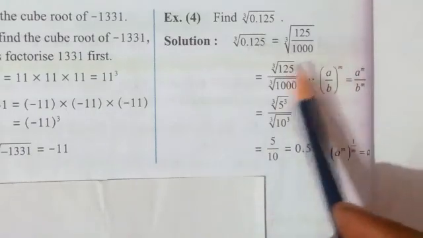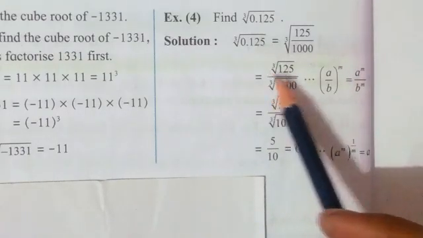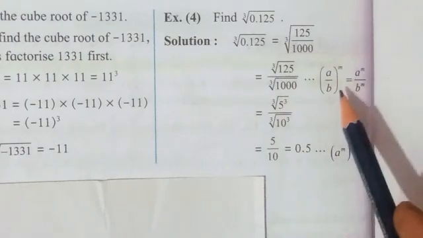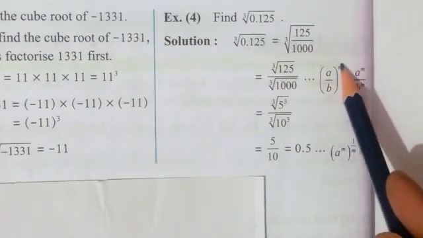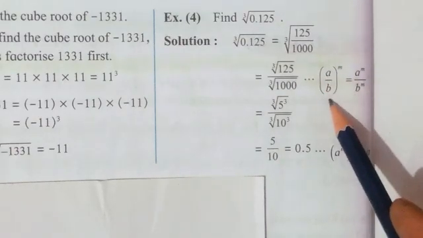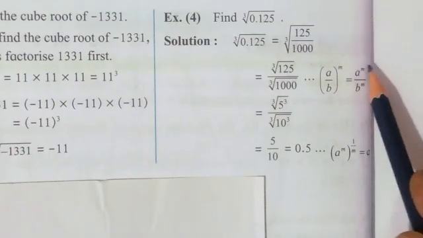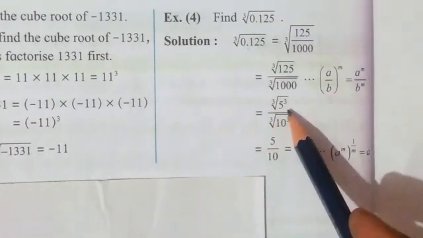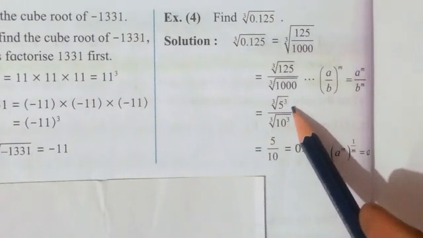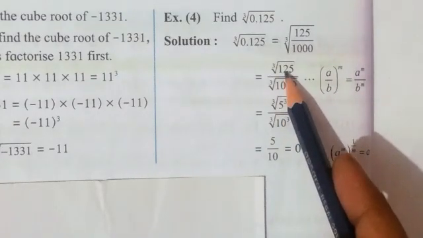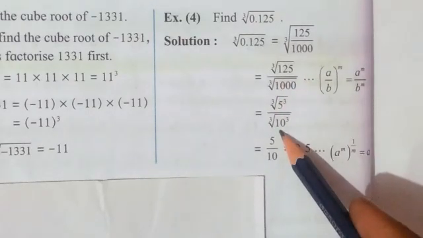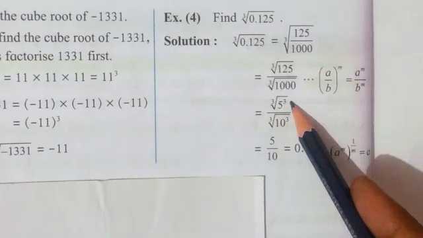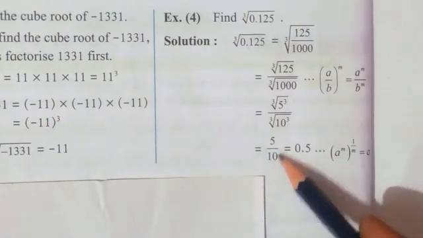So here we are going to separate the cube root symbol, and in that way we can use the law of indices, that is, a upon b raised to m. We separate the index into the numerator and denominator, like this: a raised to m upon b raised to m. So here we separate the cube: cube root of 125 is 5 and cube root of 1000 is 10.